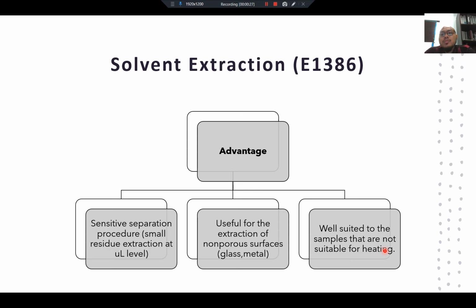So in this particular solvent extraction method suggested by the ASTM E1386 method, let's say, for example, the sample is not suitable to be heated because it has very low volatility. So you can use solvent extraction, where no heating is performed, so the sample will not get lost.